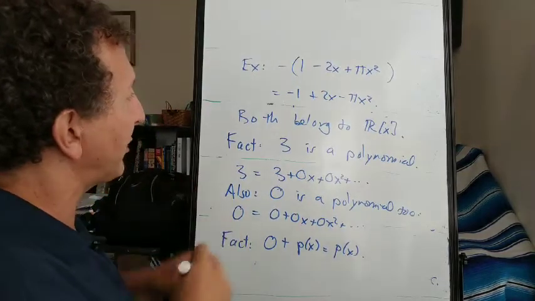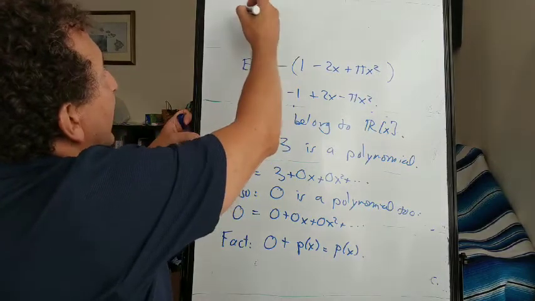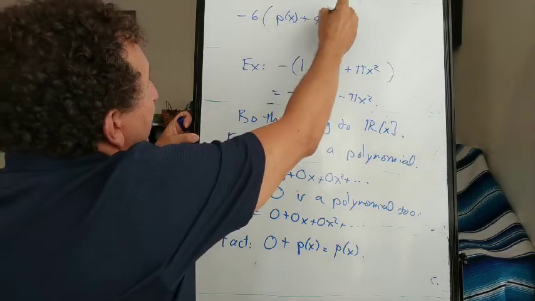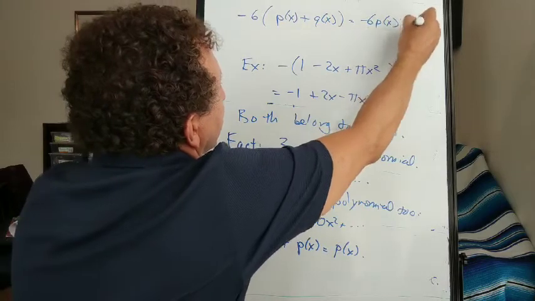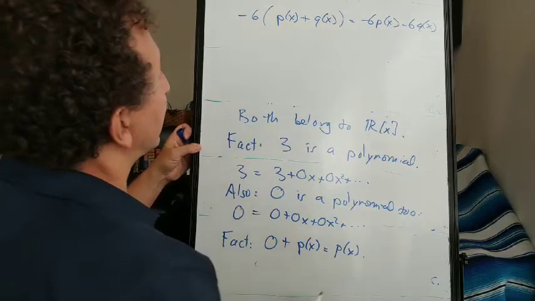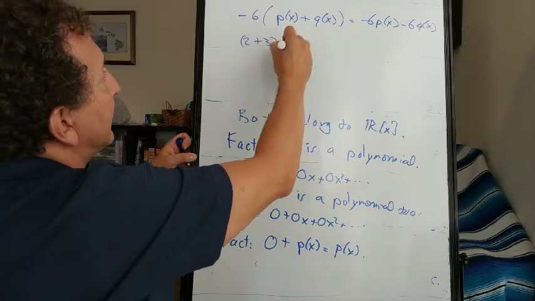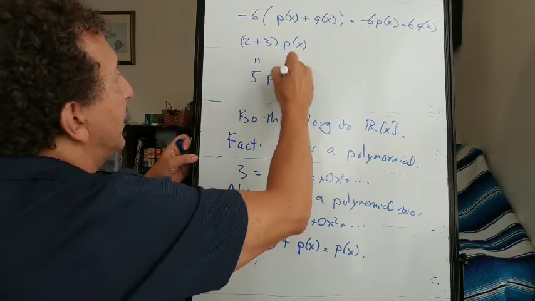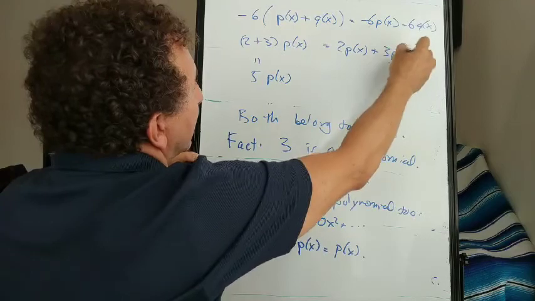And it's probably not a surprise to anyone that the distributive law holds for polynomials. So if we have negative 6 times (p of x plus q of x), we could write negative 6 p of x minus 6 q of x. And similarly, if we have (2 plus 3) times p of x, which is 5 p of x, we could also write that as 2 p of x plus 3 p of x.